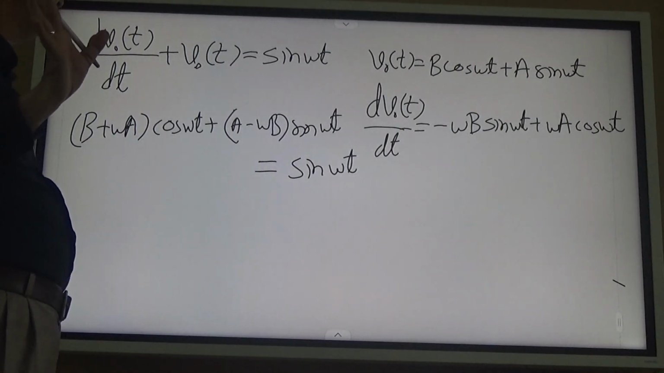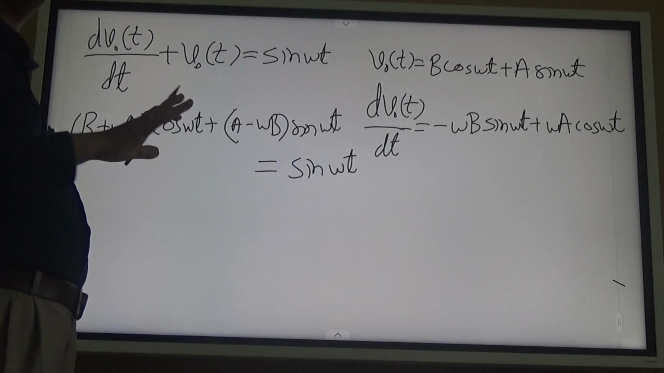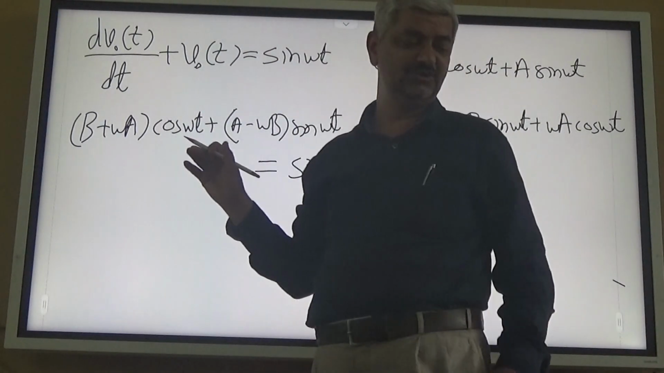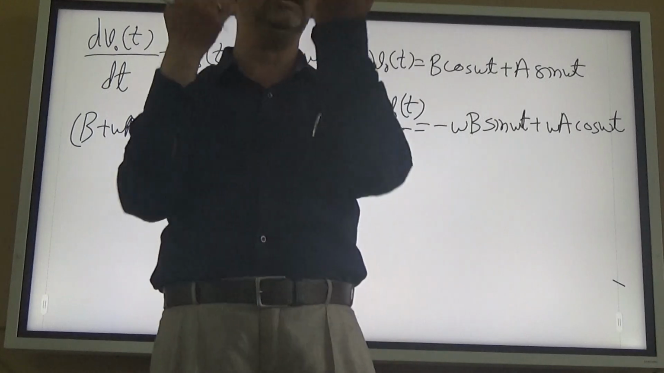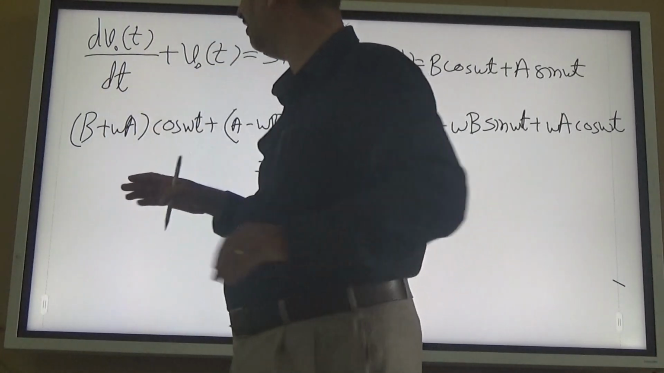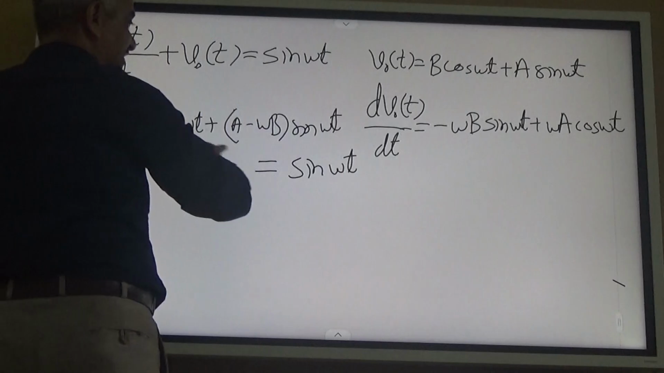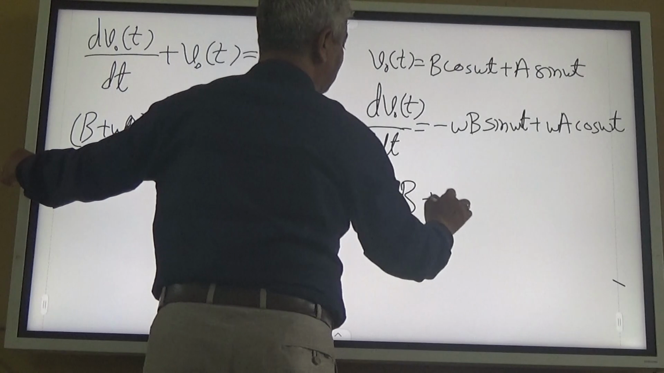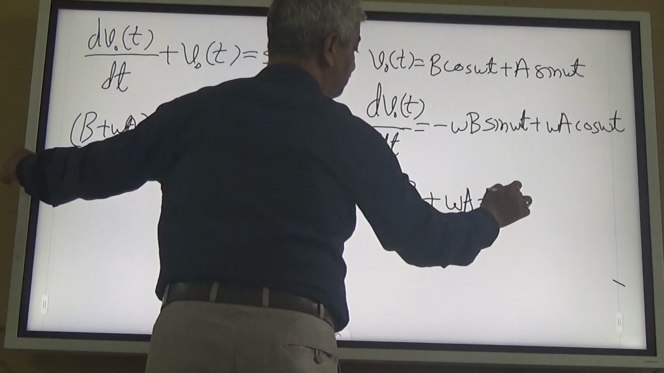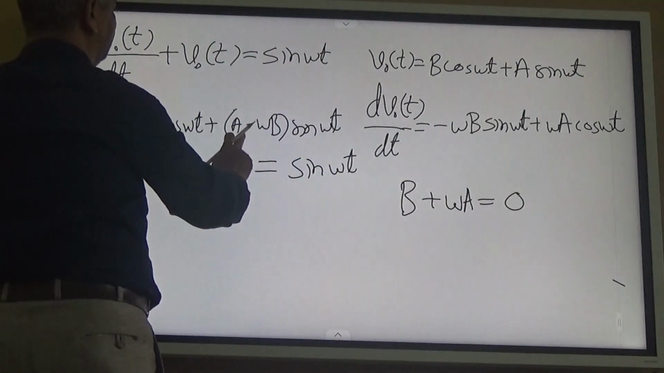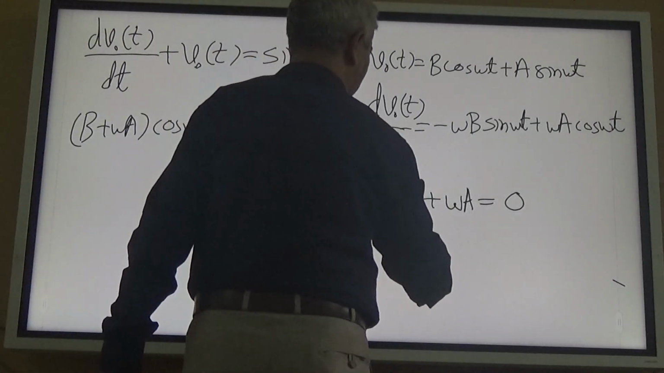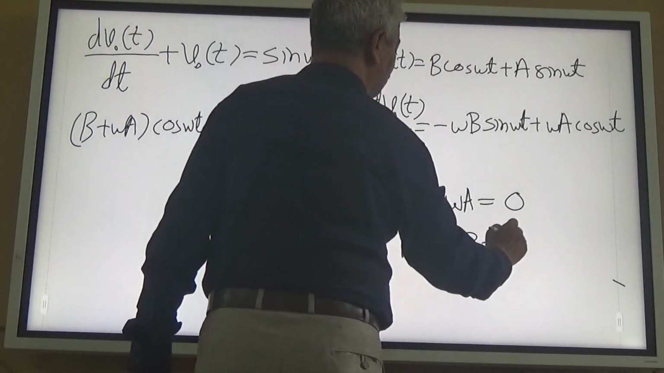So now the unknowns are A and B, the equations are two, but this can be very easily solved, as they are sin terms and cos terms. So sin terms must be equal, cos terms must be equal. On the left hand side there is a cos term, on the right hand side there is no cos term. So what we must have? B plus omega A equal to 0, and for the sin terms, A minus omega B, and the right side multiplied is 1. So A minus omega B equal to 1.